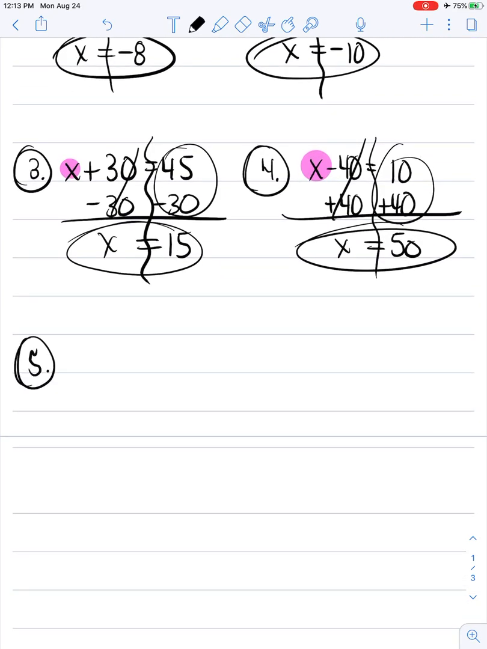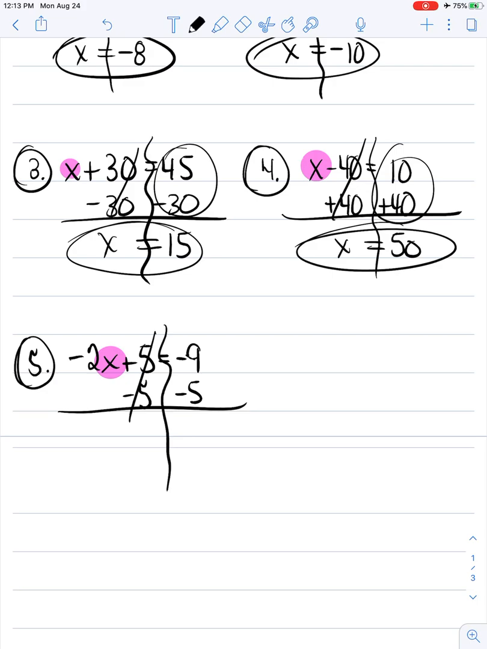Number 5. Negative 2 times x plus 5 equals negative 9. So let's split that at the equal sign. Let's find our letter so we'll know the stuff to do the opposite of. So remember, the first inverse or opposite thing we do is to add or subtract. Since I have a plus 5, I'm going to subtract 5 from both sides. So I'm left with negative 2x. 5 plus 5 is 0, so it cancels. And then negative 9 minus 5, same signs, I add and keep the sign.